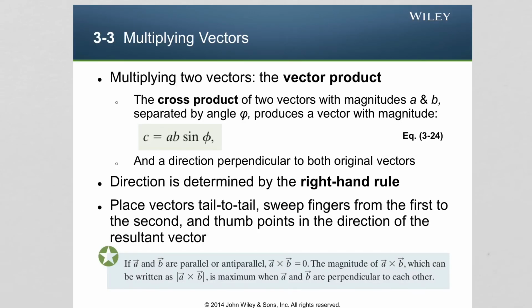Now let's talk about the other type of vector multiplication. So two vectors can also be multiplied in what is known as a vector or cross product. The cross product of two vectors with magnitudes A and B separated by angle phi produces a vector with magnitude C equal to the product of magnitudes of A and B and the sine of the angle phi between them. So the cross product of two vectors is a vector quantity with magnitude calculated with this formula.